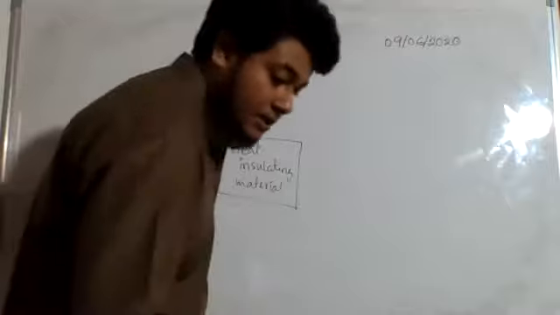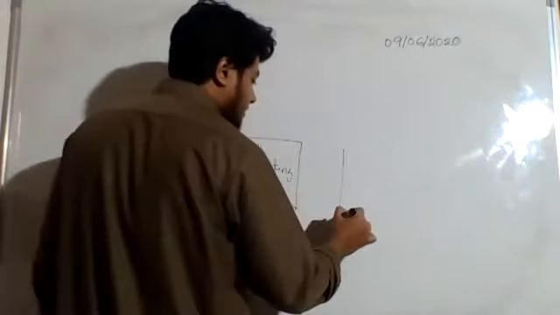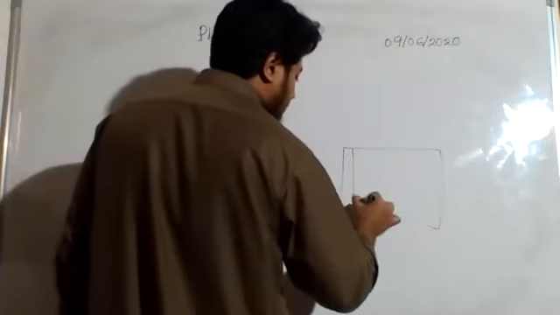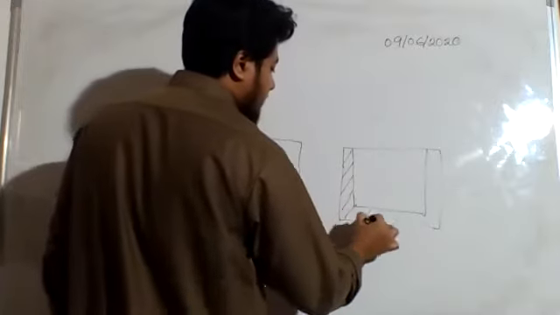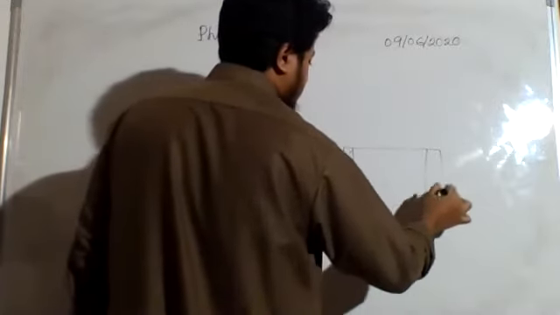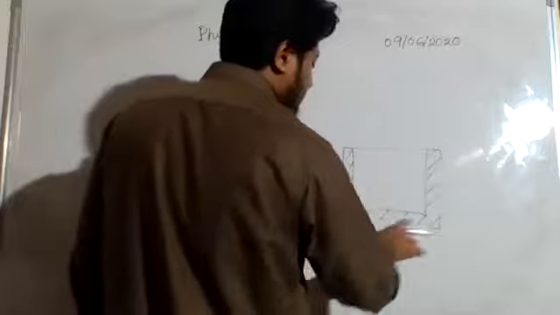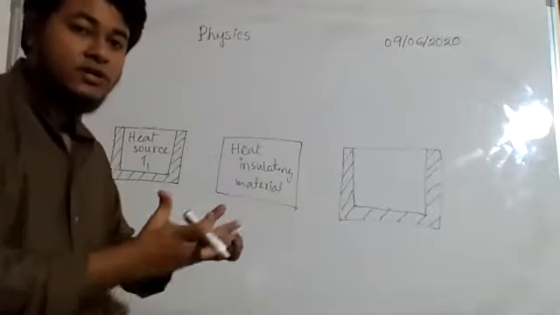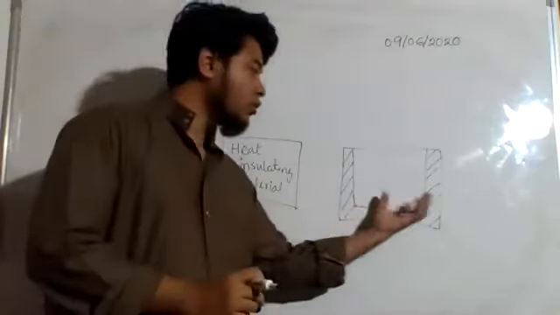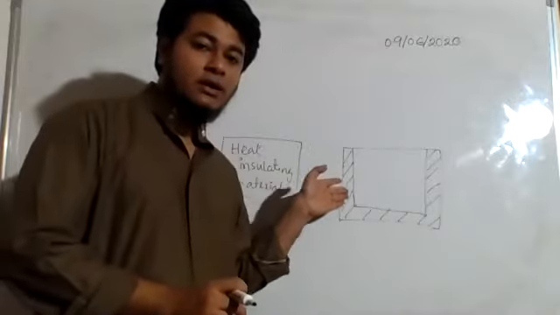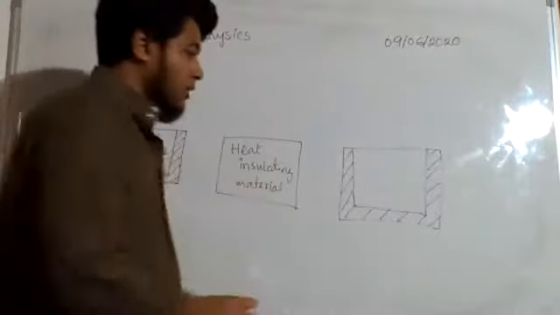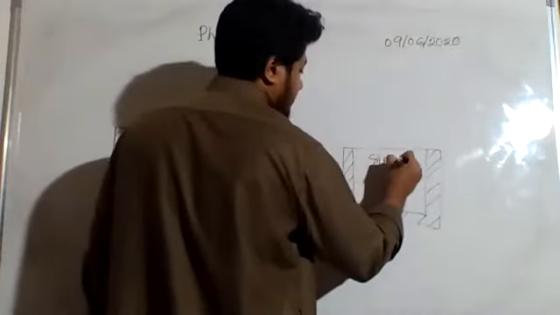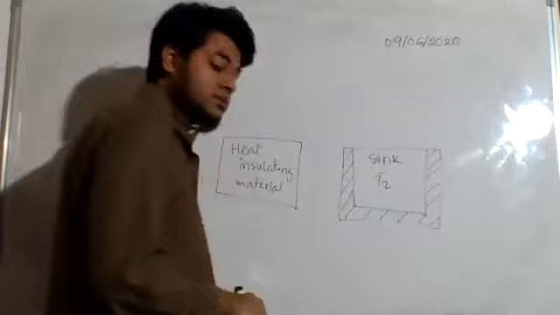Okay. Then we have a sink. Sink means where we will reject the unused heat. And again, this is kind of similar to the heat source. Okay, on three sides it is insulated, so as a result there will be no heat loss along these three surfaces, but heat transfer can occur from the top. Okay, so this is the sink which will be at a lower temperature, which is T2.